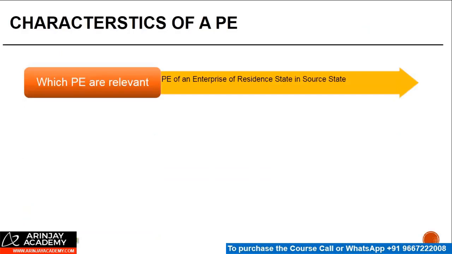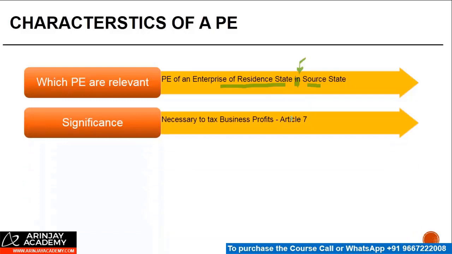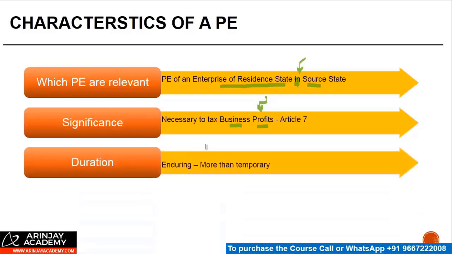So what are the characteristics of a PE? We will study when a PE comes into the picture, but on a general basis, let's understand this. Which PE is relevant? PE of an enterprise of a resident state in the source state. Anything outside the source state is not relevant. Significance: it is necessary to tax business profit. As simple as that. If you want to tax business profit, then there has to be a PE in India. If there's no PE, then their business profits cannot be taxed. And when I say business profit, I mean the ones referred to in Article 7. Duration: it has to be enduring, more than temporary.